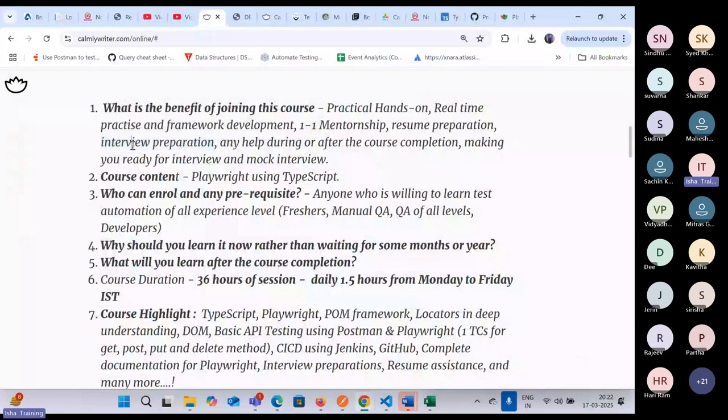Along with the interview preparation, if any of you are ready for a mock interview, I'll also conduct the mock interview and give you feedback: what you have to work on, what you have to prepare, what your strengths and weaknesses are, which points you should consider, and what you have to talk about in terms of questions and answers.